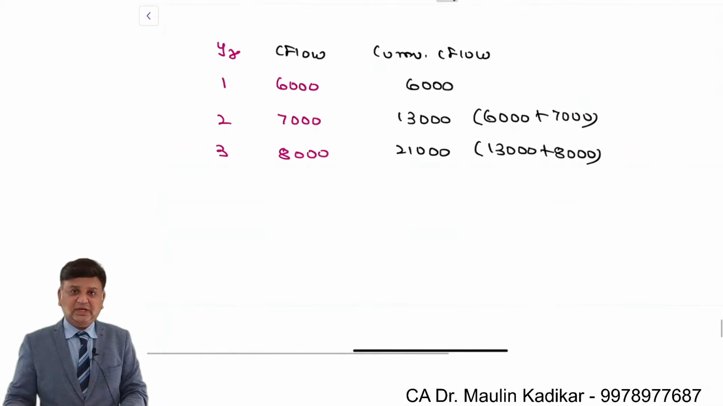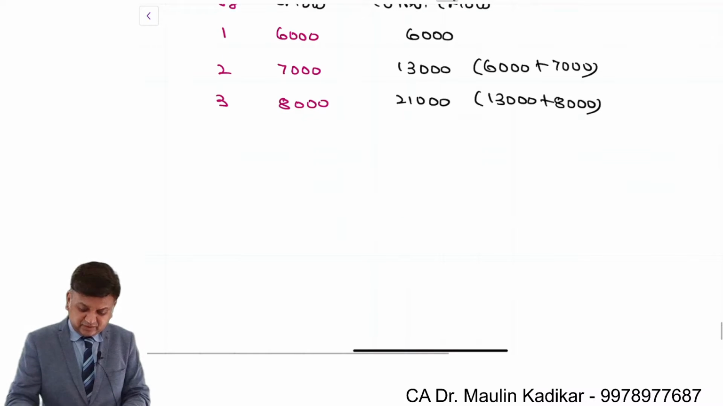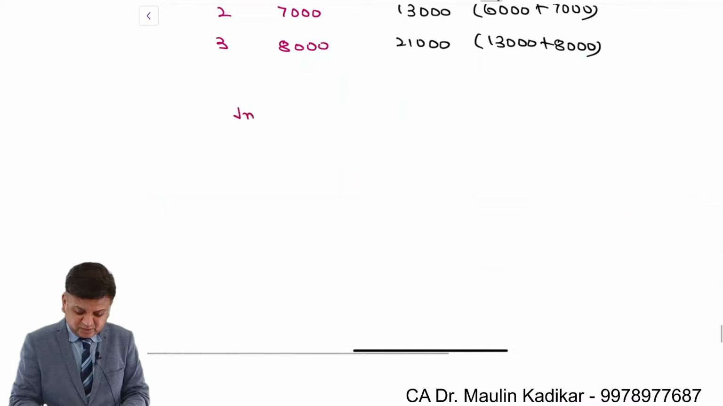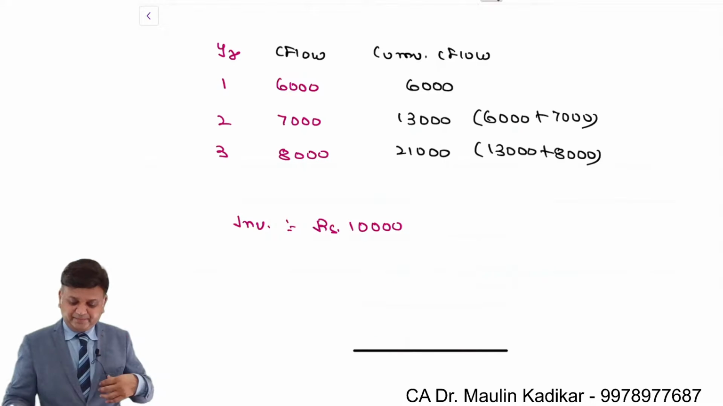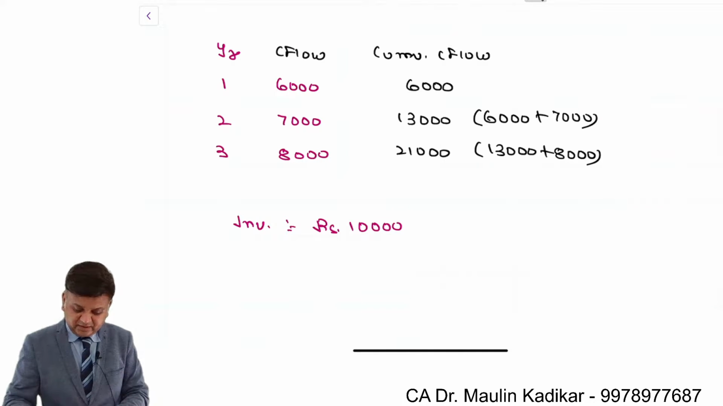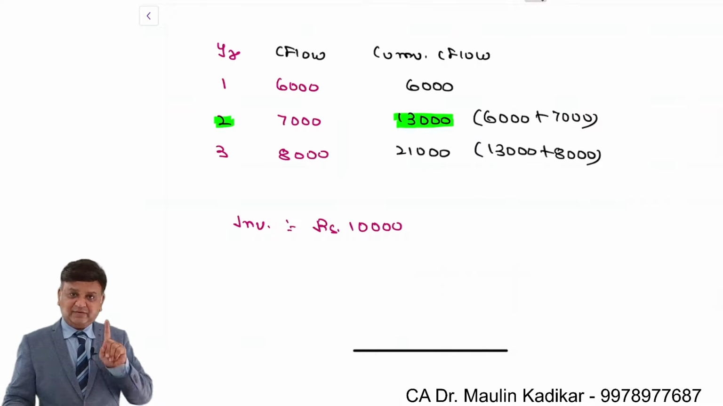Now friends, we have to see in which year we are able to recover the investment. What is the amount of the investment that we have made? The amount of the investment that we have made is 10,000. So we understand logically that it is recovered after 1 year but before 2 years.